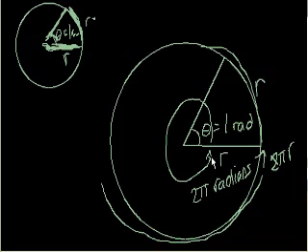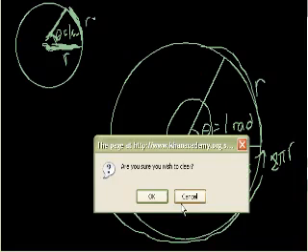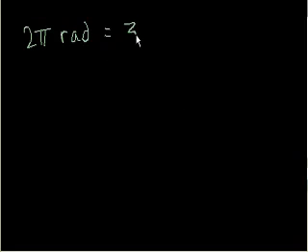And then, given that there are 2 pi radians in a circle, we can now figure out a relationship between radians and degrees. Let me delete this. So we said in a circle there are 2 pi radians, right? And how many degrees are there in a circle? If we went around a whole circle, how many degrees? Well, that's equal to 360 degrees.